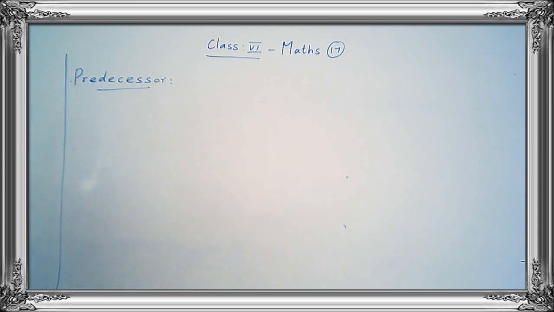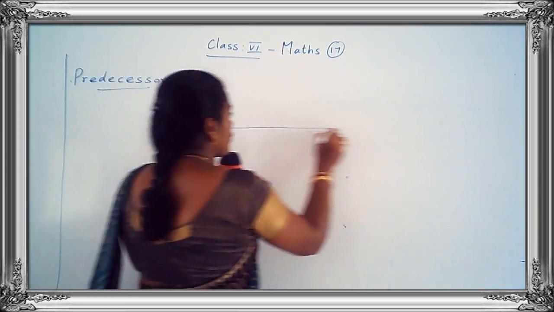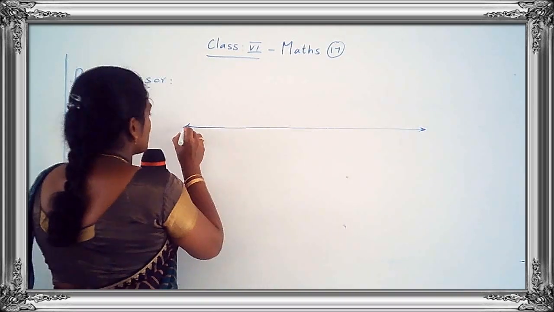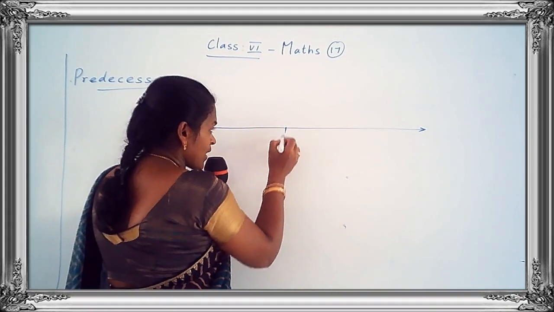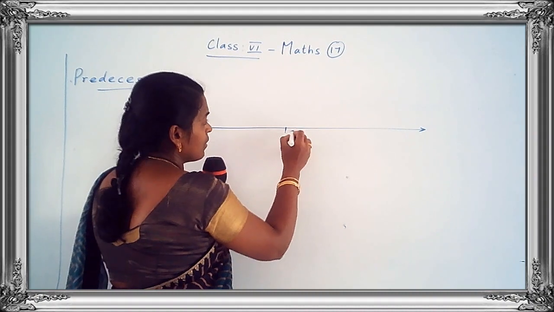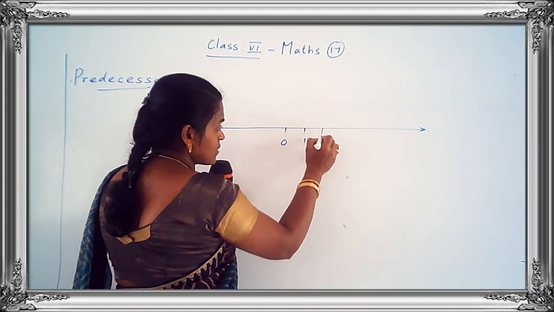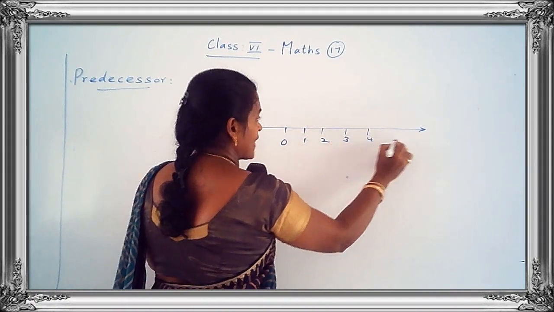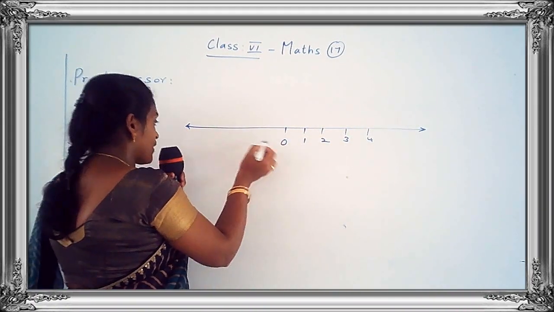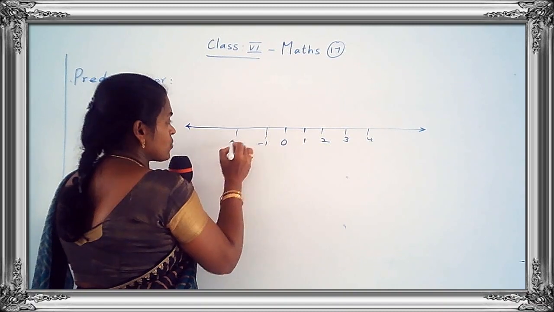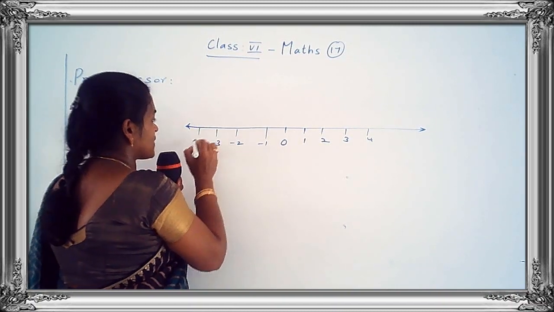Okay. For example, all of you look at the number line. Draw a line. Here at the center is 0. The points marked on the right side of 0 are 1, 2, 3, 4, etc. The points marked on the left of 0 are minus 1, minus 2, minus 3, minus 4.